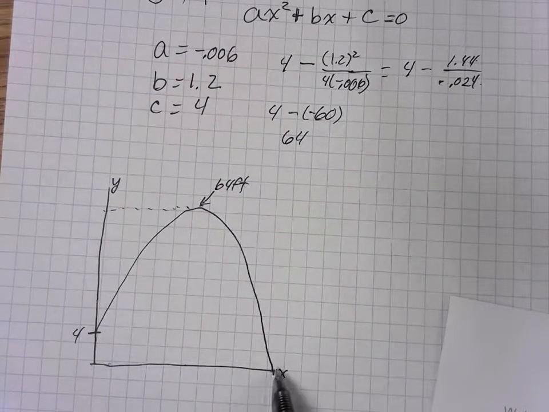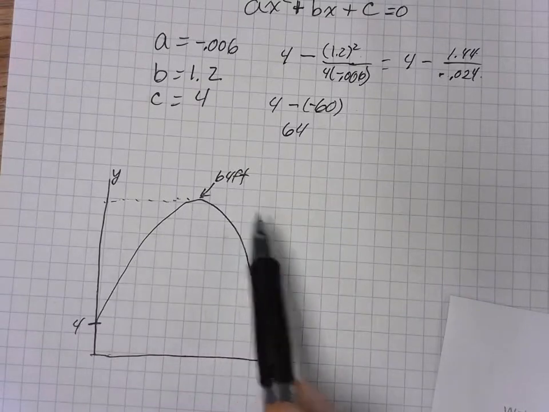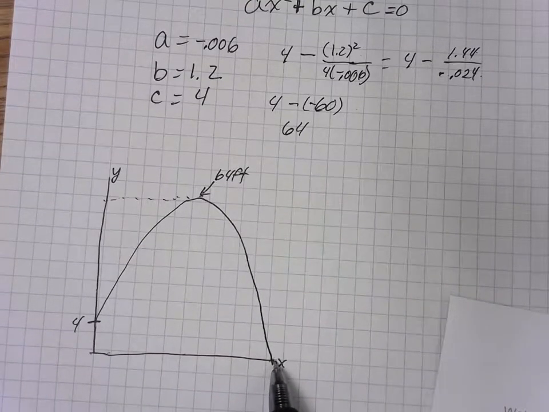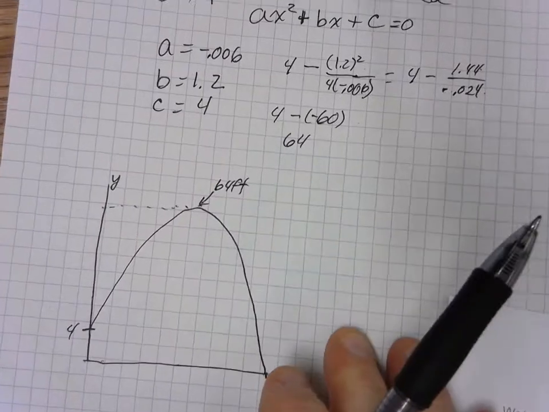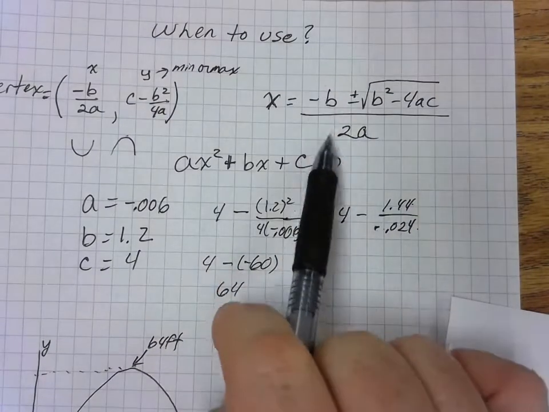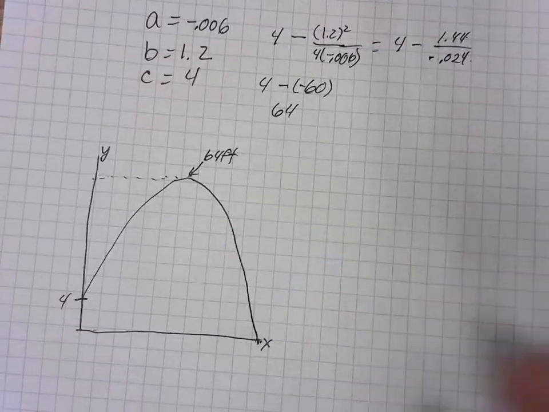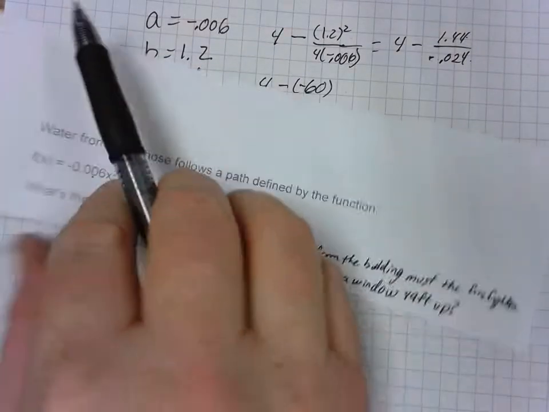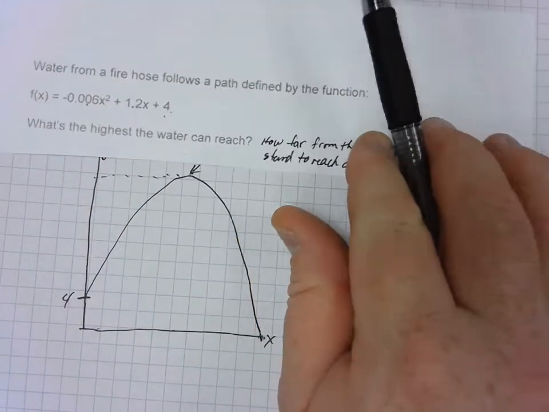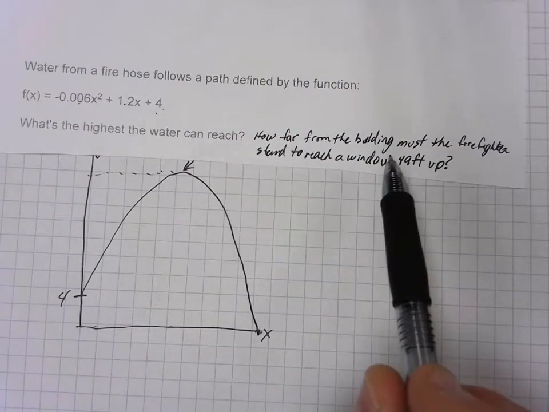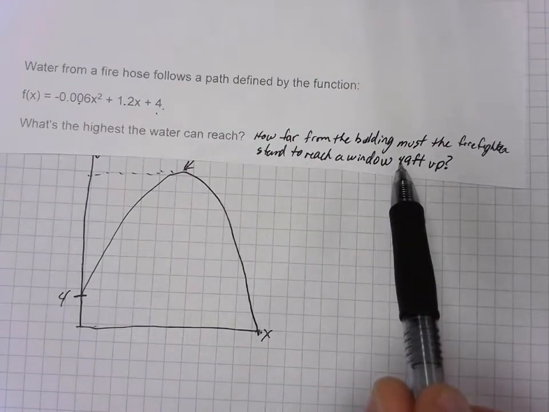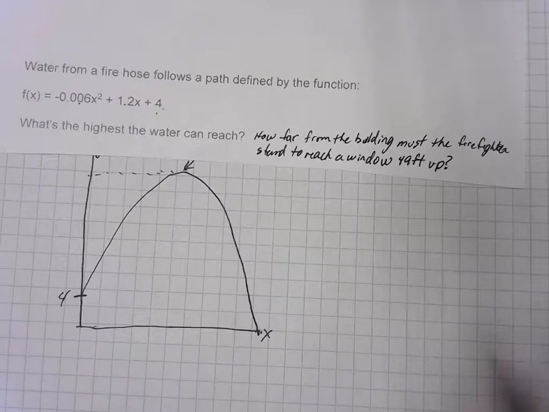If I wanted to know how far away the water would reach, down here where it crosses the x-axis, that's an X intercept. That's also called a root or zero of the function. I would use the quadratic formula for that one. We're going to modify it just a little bit, because over here on the second question it says, how far from the building must a firefighter stand to reach a window that is 49 feet up?